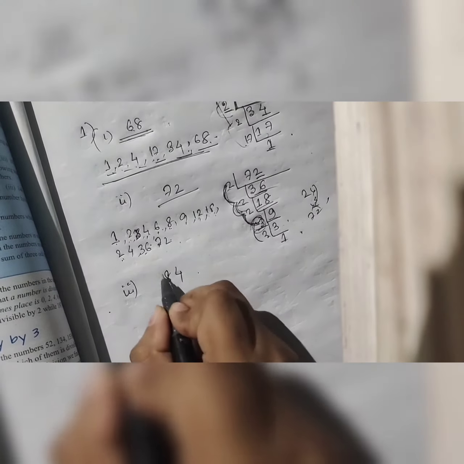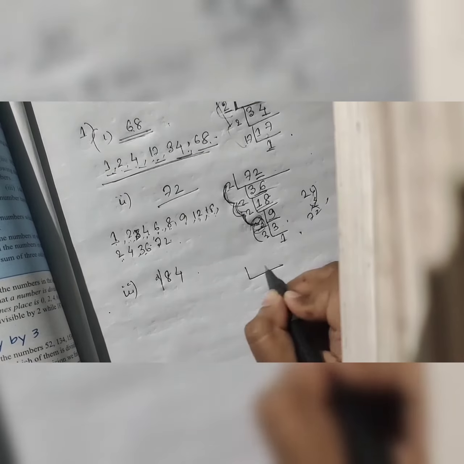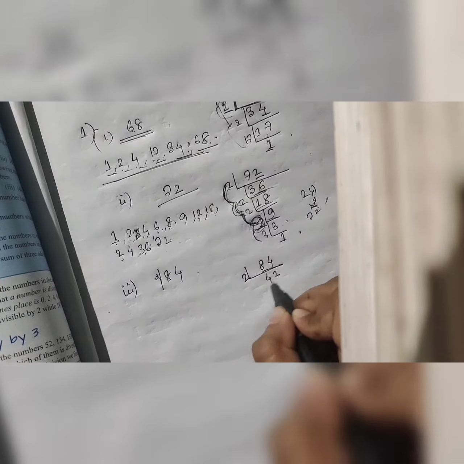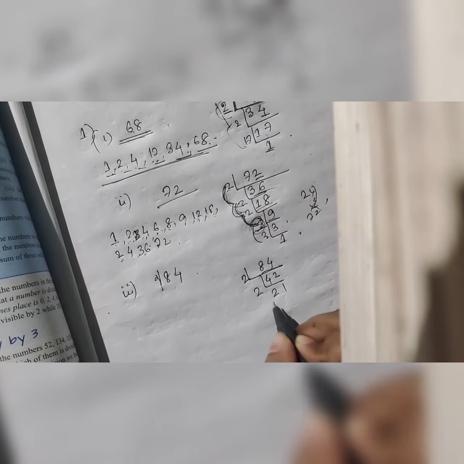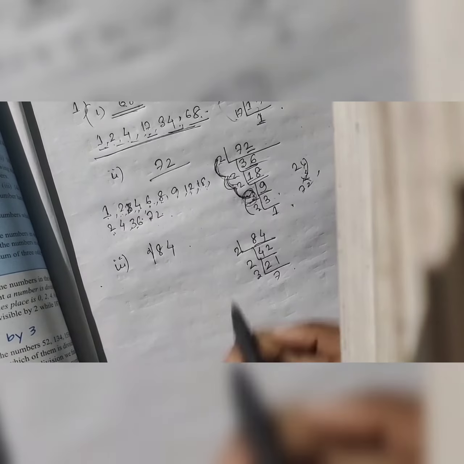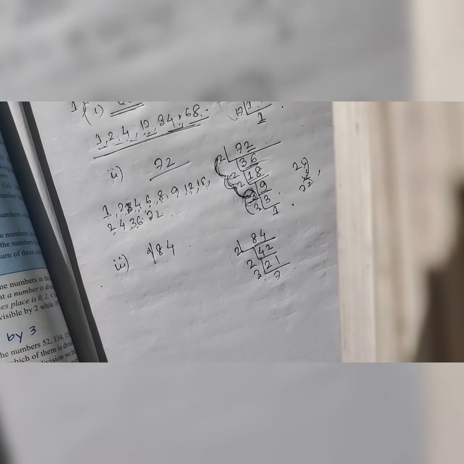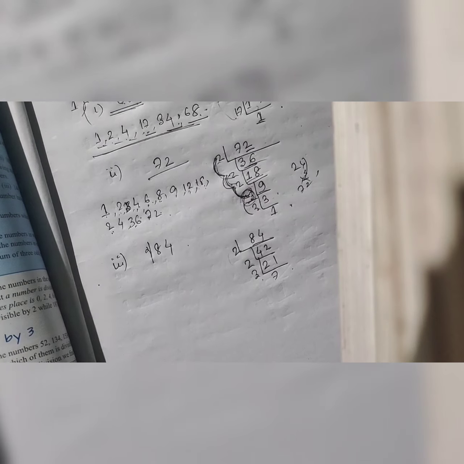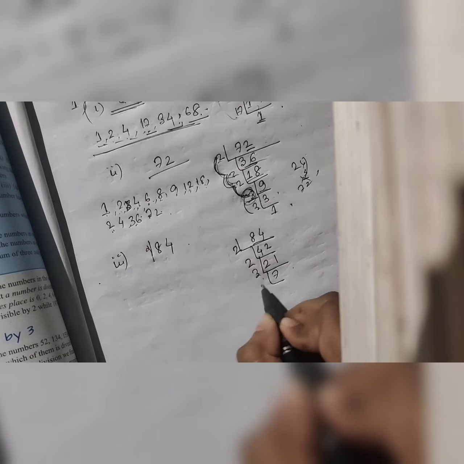So the next question is 84. Again we will go through the factorization method. 84 is also an even number. 2 × 4 is 8, 2 × 2 is 4, 2 × 2 is 4, 2 × 1 is 2, 3 × 7 is 21. We have to go one by one in sequence, from the smaller number to the greatest number. So 7 × 1 is 7.